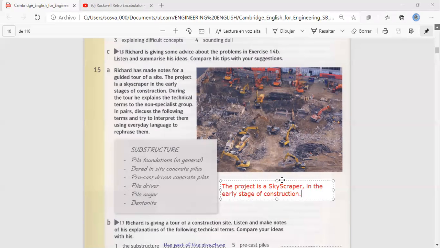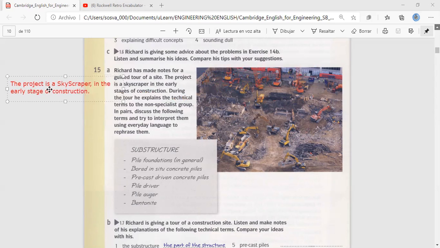So I'm going to set this text in here, and in here we're going to write our summary or rephrase of these terms. So I want you to think about these subjects. Do you understand the meaning of these subjects? Have you got an idea of what they are?